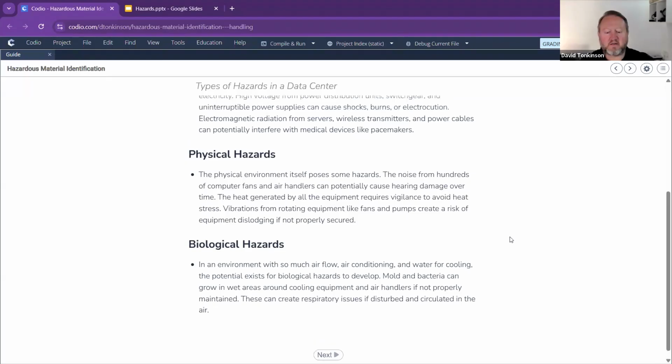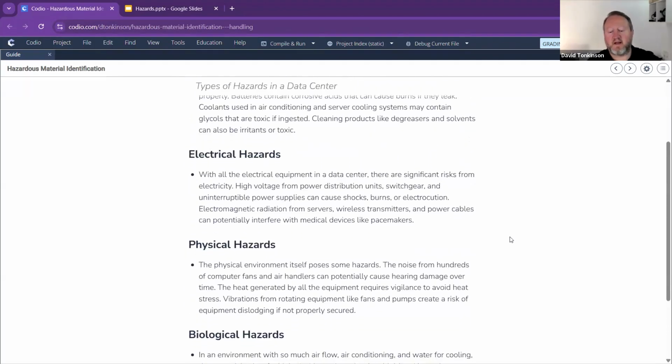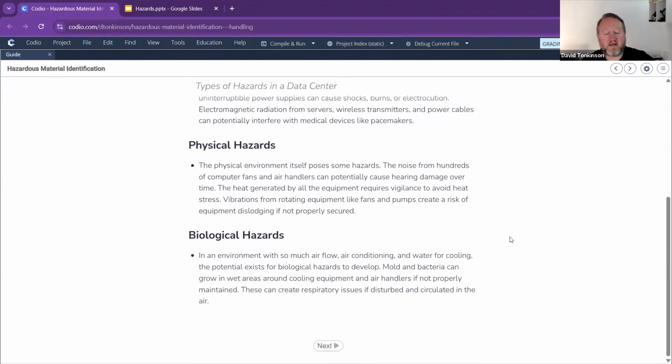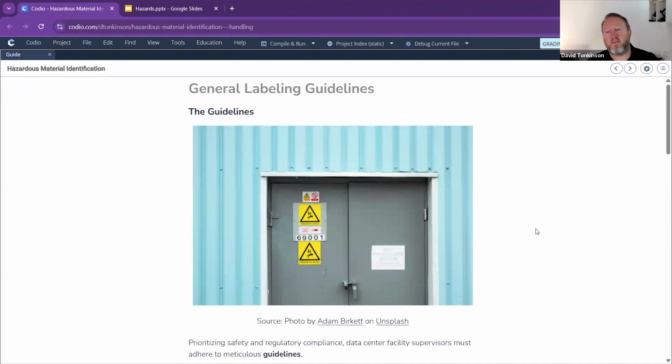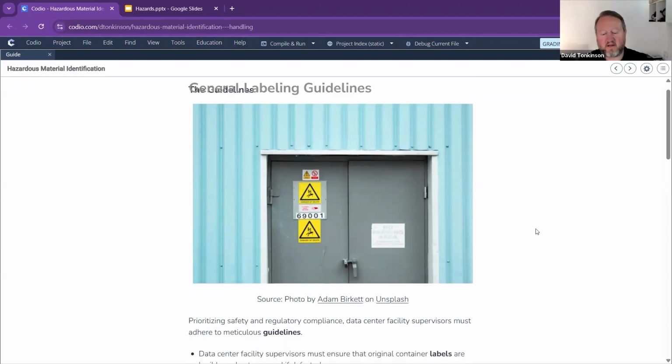So that's where we kind of break those into at the moment. Okay, so chemical hazard, electrical hazard, physical hazard, and biological hazard. And we'll talk a little bit more about those now. But first, we're going to talk about our labeling guidelines. They call them guidelines. They're not really guidelines. These are must-dos, essentially, aren't they?